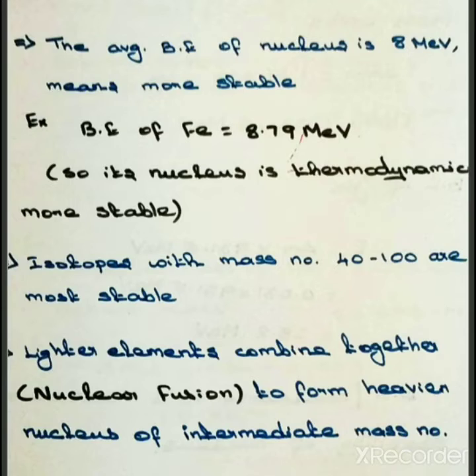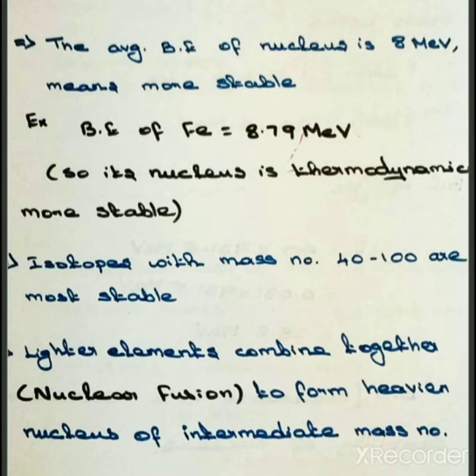For example, the binding energy of iron is 8.79 million electron volt. So iron is thermodynamically more stable. Then the isotopes with mass number between 40 to 100 are more stable. Low mass numbers or high mass numbers tend to become stable by acquiring intermediate mass number, and this intermediate mass number can be obtained by two processes. One is called nuclear fusion, another one is nuclear fission.